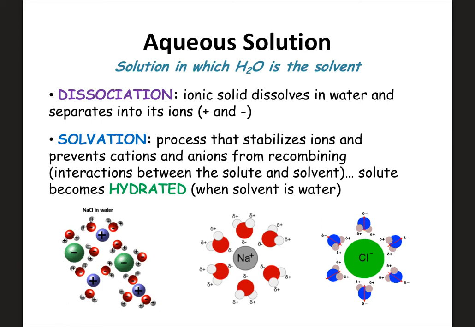If the water evaporates, the Na plus and the Cl minus will find each other again, and you would reform the salt and you would see it form. So this idea of dissociation, where an ionic solid is separating into its parts, into its ions, into its plus and minus, what keeps it apart is this process of solvation.